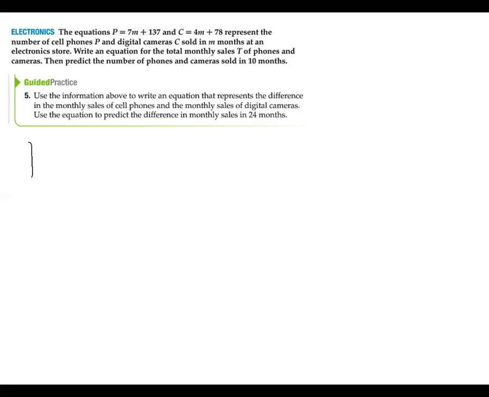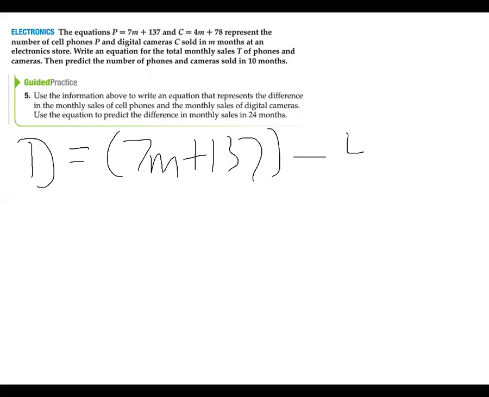So I'm going to put D as the difference, and that would be 7m plus 137 minus 4m plus 78. Now, little thing here, the way I wrote it, I intentionally wrote it incorrectly because you have to subtract the 4m plus 78 from the 7m plus 137. So you need the parentheses because you're subtracting that whole quantity. If you don't, you're going to end up probably adding the 78 to the 137 instead of subtracting.